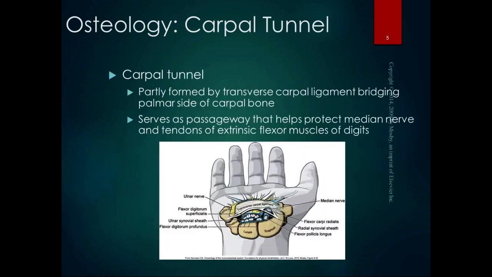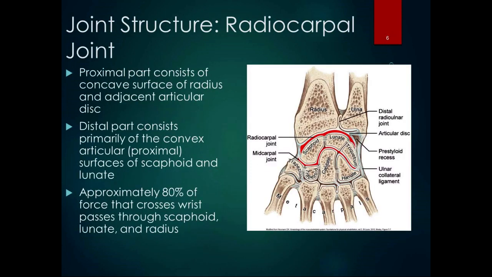The carpal tunnel is partially formed by the transverse carpal ligament bridging the palmar side of the carpal bone. So just like the feet where the bones form a lot of the arch, we have arches in our hands as well. And part of that arch forms the carpal tunnel, which serves as a passageway that helps protect the median nerve and the tendons of the flexor muscles of the digits, the extrinsic flexor muscles. So we'll talk more about the carpal tunnel. A lot more, not just in this class, in other classes too.